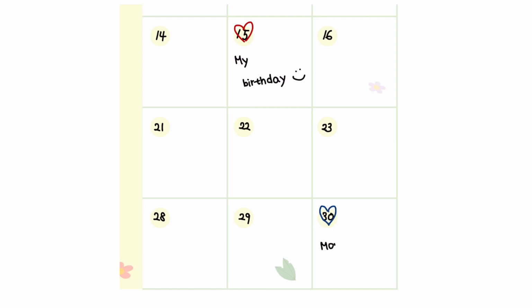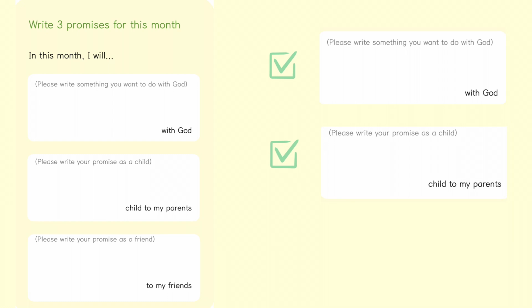Also, let's mark our friends and family members' birthdays to celebrate them. Lastly, the missionaries' birthday of this month will be marked in remembrance of their effort, and you will talk about this with your teacher. Then write 3 promises for this month. Please write something you want to do with God, your promise as a child, and as a friend.